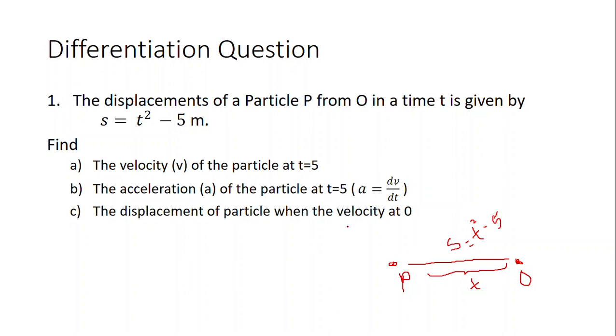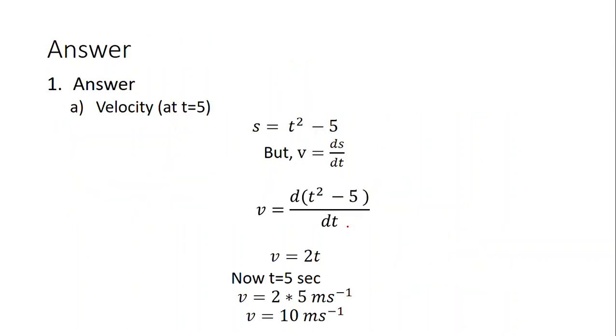So we will look into the answer. How can we find the velocity of this particle? You have the equation s equal to t squared minus 5. You need to get the relationship between the distance and the velocity. You already know velocity is equal to distance divided by the particular time. According to differentiation knowledge, you can write this v as ds divided by dt.